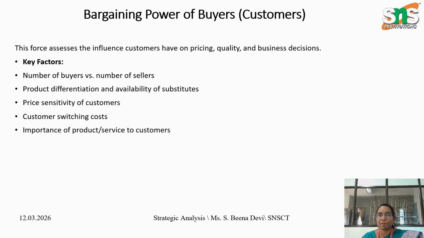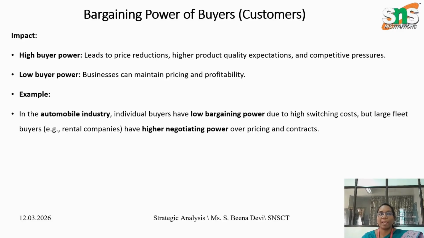What is the bargaining power of buyers? This force assesses the influence customers have on pricing, quality, and business decisions. The key factors contributing to it are the number of buyers versus the number of sellers, product differentiation and availability of substitutes, price sensitivity of customers, customer switching cost, and the importance of the product or service to customers. Higher buyer power leads to price reductions, higher product quality expectations, and competitive pressures. Where buyer power is lower, the business can maintain pricing and profitability.